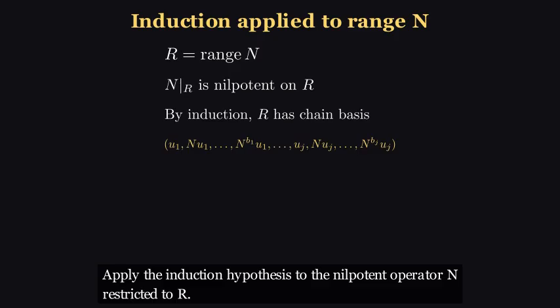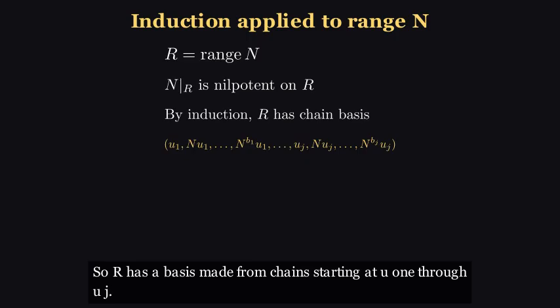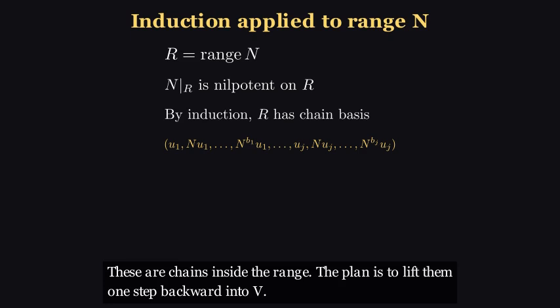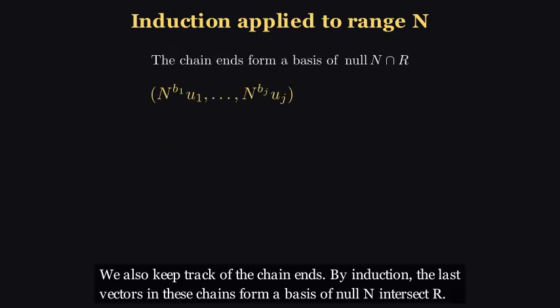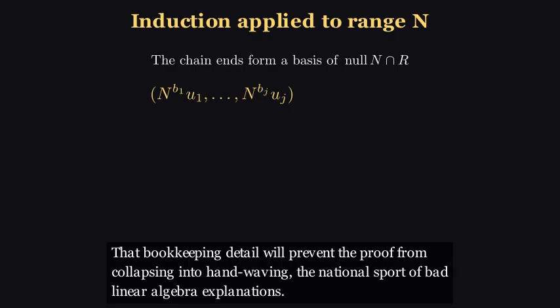Apply the induction hypothesis to the nilpotent operator N restricted to R. So R has a basis made from chains starting at u1 through uj. These are chains inside the range. The plan is to lift them one step backward into V. We also keep track of the chain ends. By induction, the last vectors in these chains form a basis of null N intersect R. That bookkeeping detail will prevent the proof from collapsing into hand-waving. The national sport of bad linear algebra explanations.